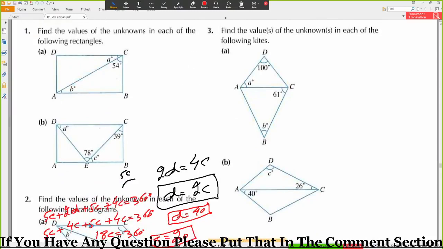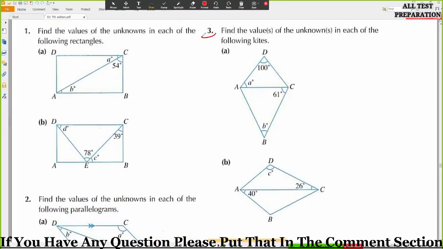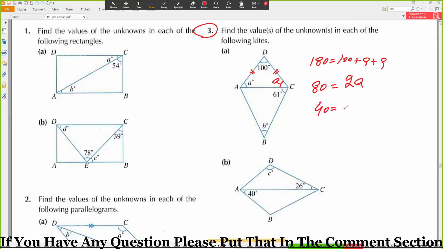Okay. Question number 3. Find the values of the unknown in each of the following kites. So what happens in kites? This side will be equal to this side. So this becomes an isosceles triangle. So it means that this angle will also be equal to A. The sum of all angles in a triangle is equal to 180 degrees. So 180 will be equal to 100 plus A plus A. So this will be equal to 180 minus 100, which is 80, equal to 2A. So A will be equal to 40.